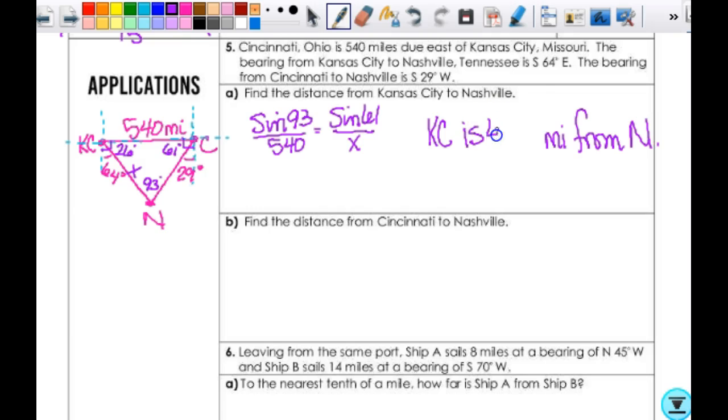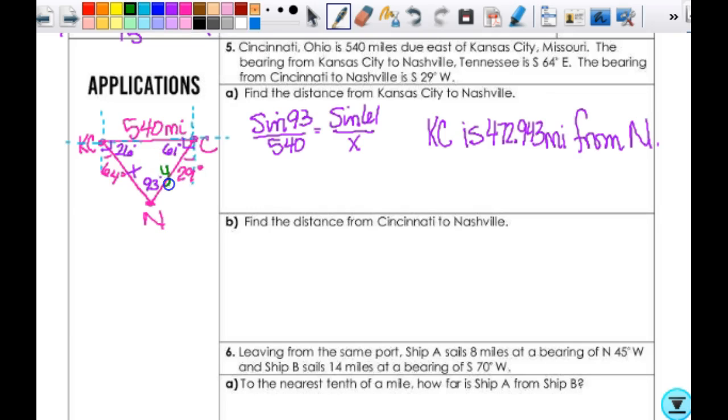Okay, got it. It's 472 point, I didn't leave myself enough room, 943 miles. You need to have more confidence, dude. 472.943 miles from Nashville. Everybody okay with that? All right. So then B says, find the distance from Cincinnati to Nashville.